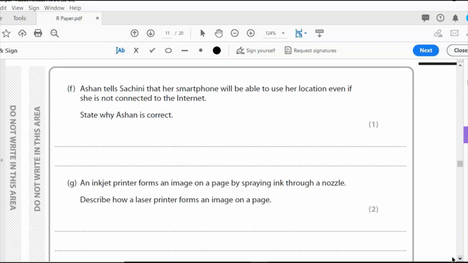F. Ashan tells Sashini that her smartphone will be able to use her location, even if she's not connected to the internet. State why Ashan is correct. Ashan is correct because the smartphone uses GPS. So the answer is the smartphone uses GPS for this.